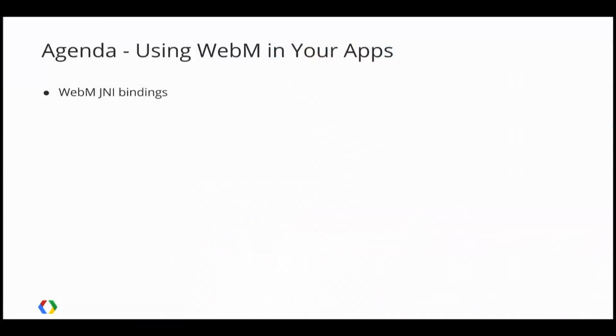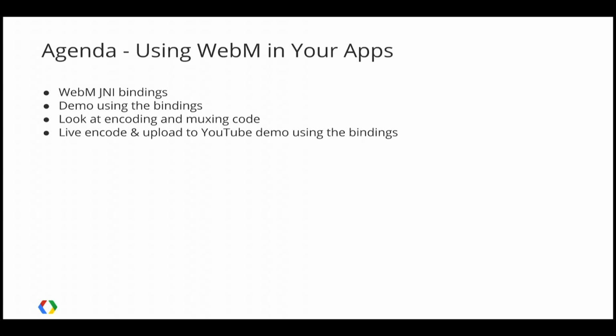So John showed you one way to encode videos on the desktop. I'm going to show you another method of adding audio and video encoding to your Android applications. I'm going to use a project called the WebM JNI Bindings. I have 2 demos, and then, time permitting, a little closer look at the code.